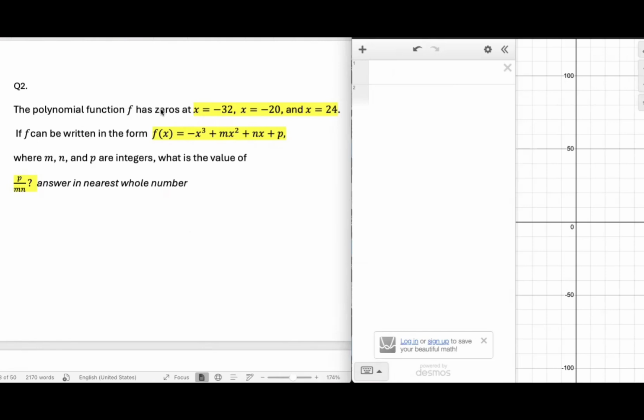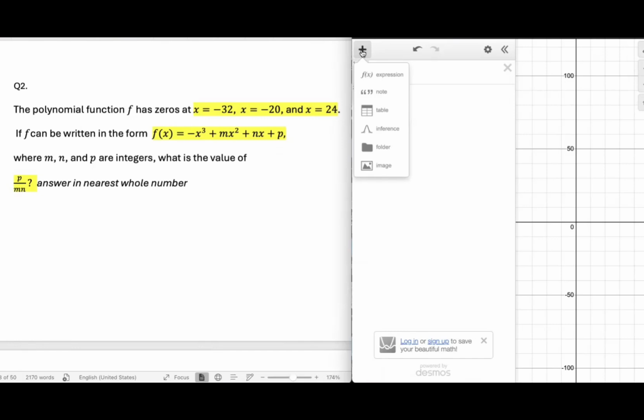The polynomial function f has zeros at x minus 32, x minus 20, x 24. If f can be written in this form, right, where m and p are integers, what is the value of p over mn? Answer to the nearest whole number. This is also a typical regression question. When you see zeros, they are coordinates, right? x is equal to minus 32, x is equal to minus 20, x is equal to 24. You can plot a graph, you can do your regression. So many ways you can do it. We're going to do two, and then I will show you another strategy.